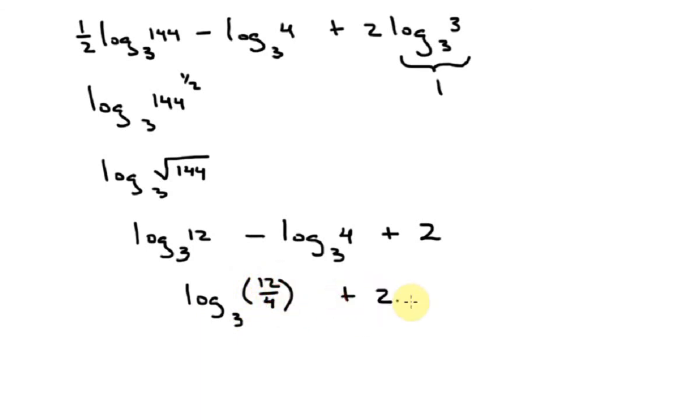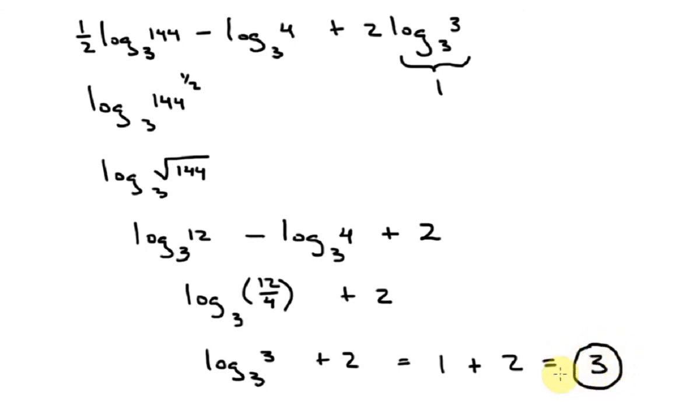plus 2. So isn't this just saying log base 3, and then 12 divided by 4, that's just 3, plus 2. Well, isn't that just another 1 again? So we're ending up with 1 plus 2. Seems to me this whole thing waters down to a 3. And that would be absolutely correct, and that is where I am going to stop for now. We'll see you in a bit.